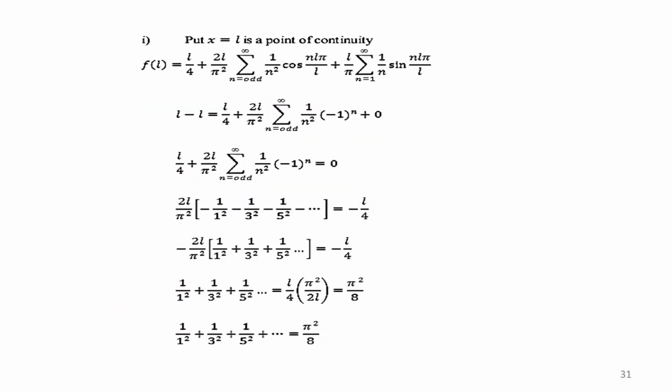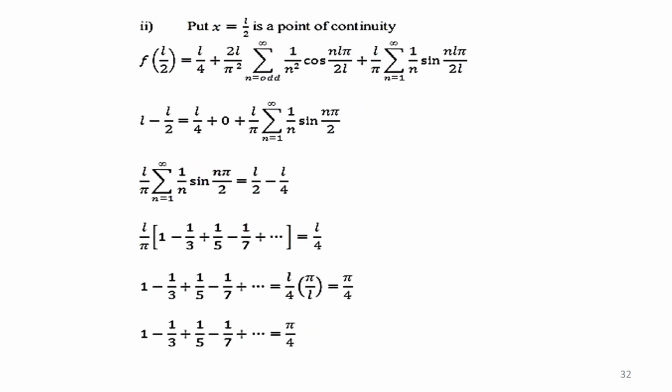So if you substitute l, 0 is equal to l by 4 plus 2l by pi square, summation n is equal to 1 to infinity, and I am splitting the function and substituting the value, n is equal to 1, 3, 5. Then what I am doing is taking the minus outside, minus and minus get cancelled. 1 by 1 square plus 1 by 3 square plus 1 by 5 square and so on is equal to pi square by 8.